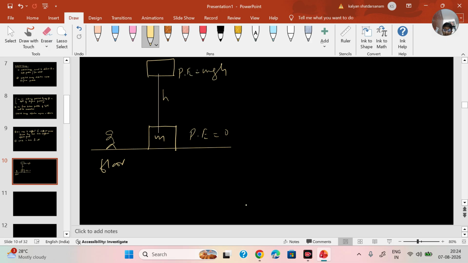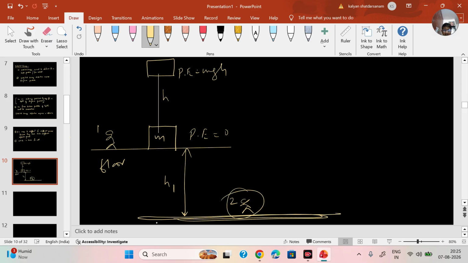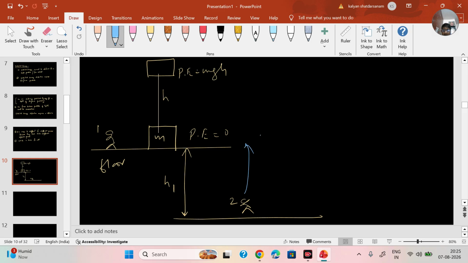Now suppose there is another person, person 2, who is much below person 1, at a depth h1 below person 1. So person 1 is on the ground floor and person 2 is in the basement parking, let us say. For person 2, the ground level is the basement, but the block is not at his ground level. It is at a height h1. So for this fellow, the potential energy here is mgh1, not 0. And potential energy here is mg(h plus h1).